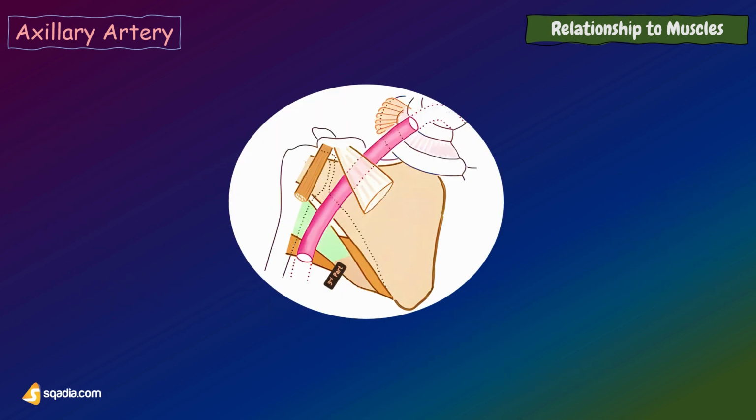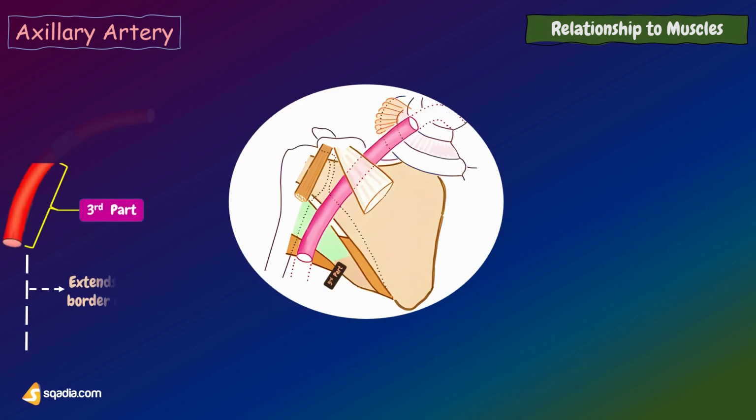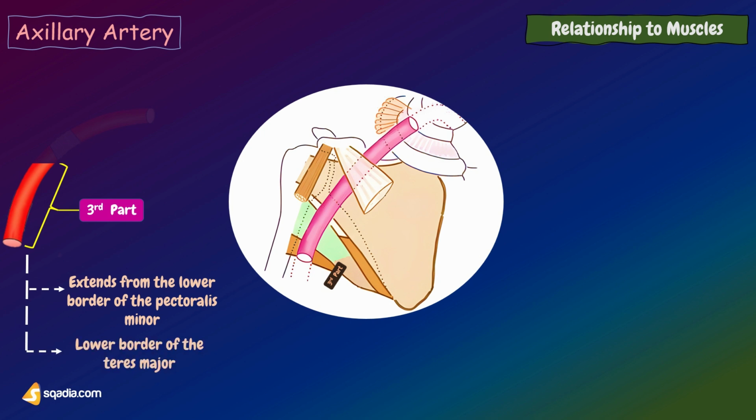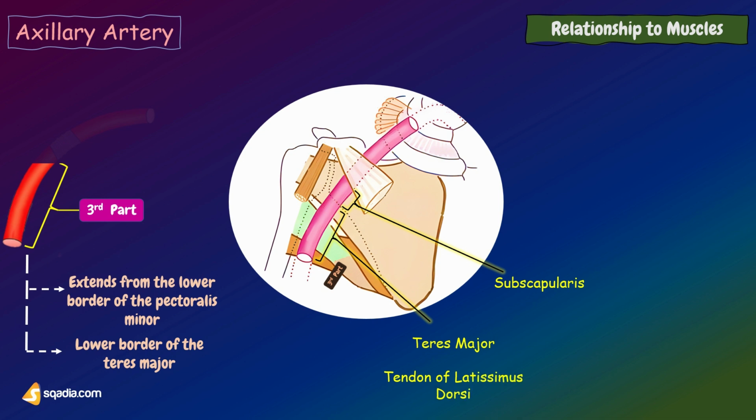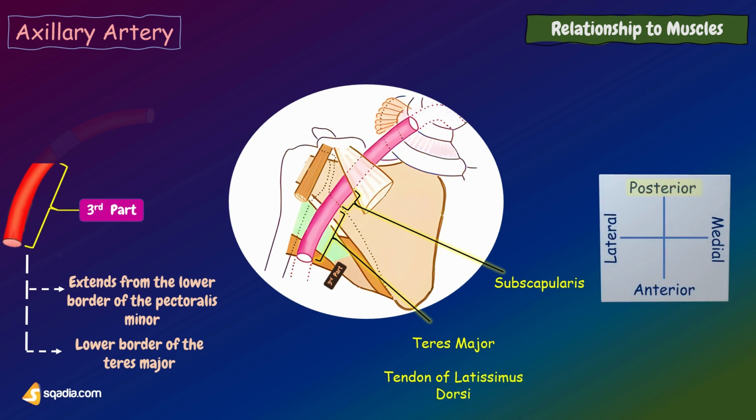Lastly, the third part of the axillary artery. It extends from the lower border of the pectoralis minor to the lower border of the teres major. The muscles surrounding this part are: the upper portion of the third part of the artery lies on the subscapularis muscle, while the lower portion lies on the teres major muscle and the tendon of the latissimus dorsi. Remember, these muscles are present at the posterior aspect of the third part of the axillary artery.